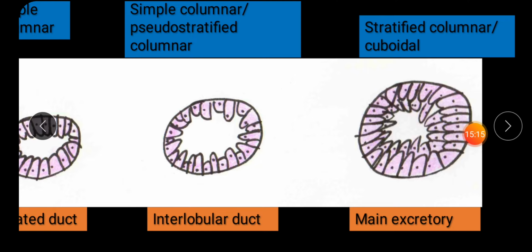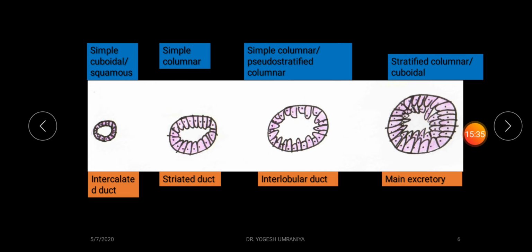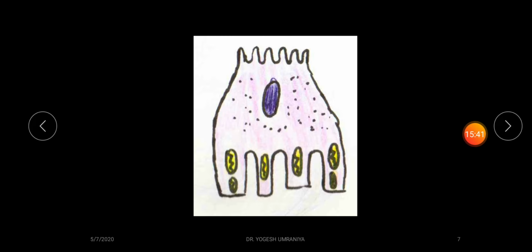Also remember that in some books they mention that the terminal portion of this main excretory duct has the characteristic of non-keratinized stratified squamous epithelium, same as the epithelium of the oral cavity. So, this is something regarding the various ducts and their characteristic wall pattern.